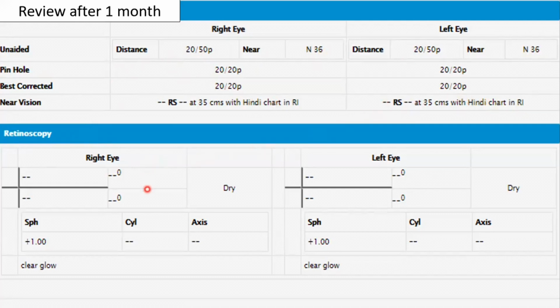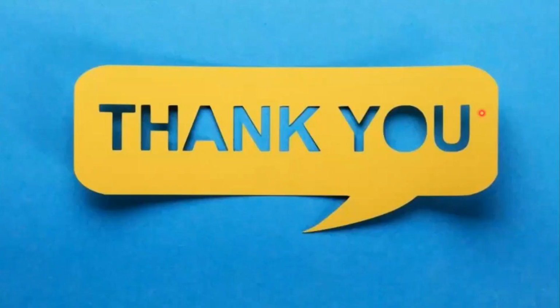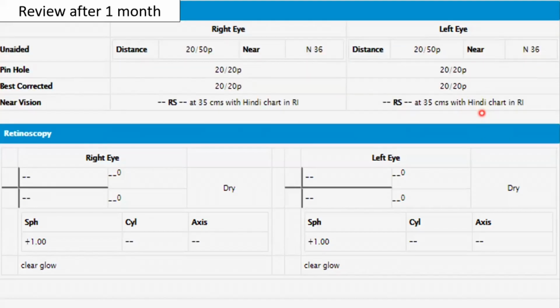Here we again did retinoscopy on the patient. It was showing +1. With this +1, we decided to reduce the power, so we gave +0.75. This is the cycloplegic refraction. 2020 vision is achieved, and for near it is N6, and here the patient's eyes are also shifting to the orthophoric side.